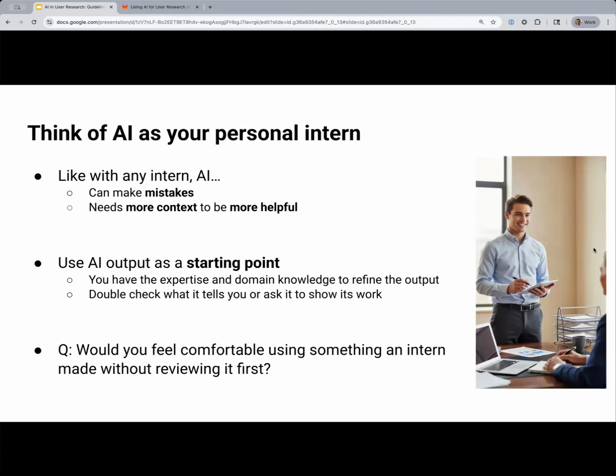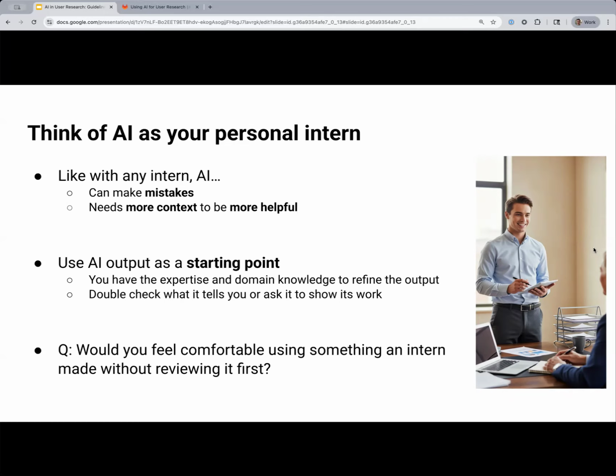One way to frame our collaboration with AI is to think about it as a personal intern. Whether you've worked with an intern or not, they tend to be brand new to the company. So they don't have the previous context of what historically has happened, how teams are working together, and what sort of relationships there are.